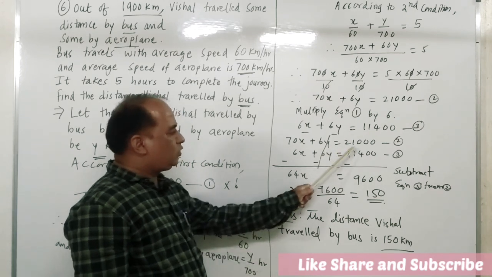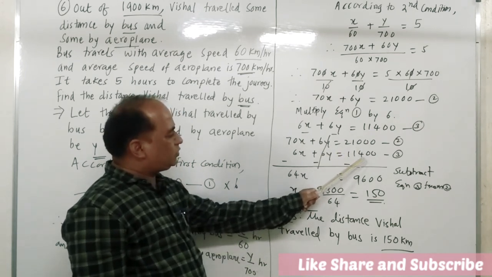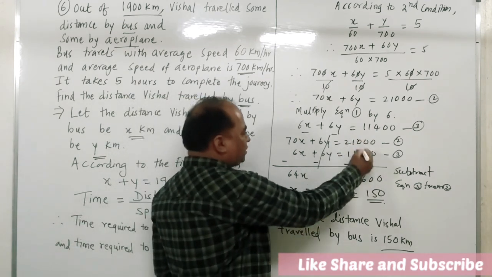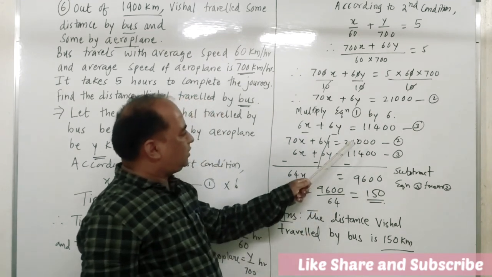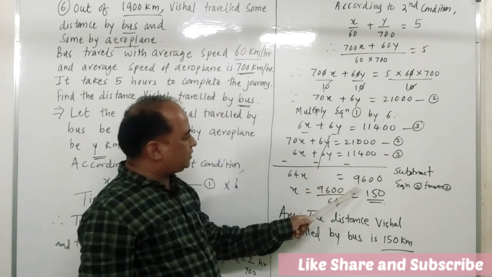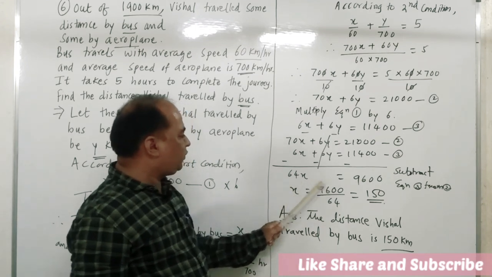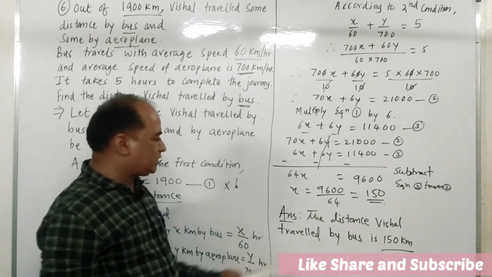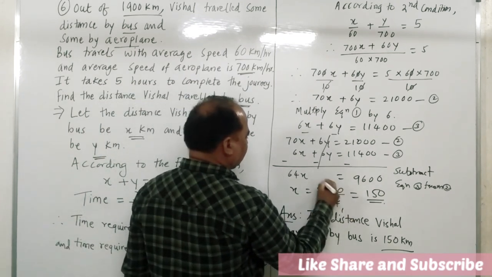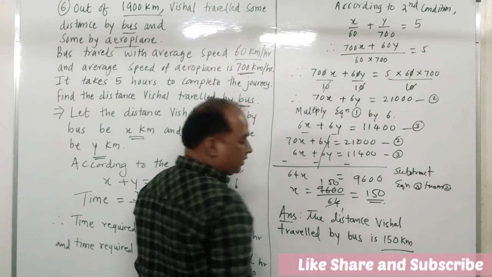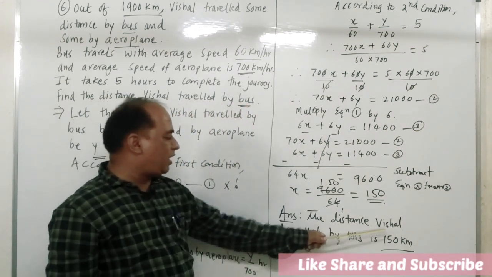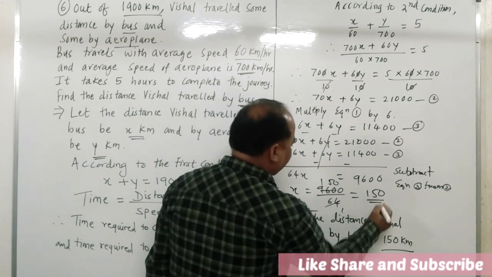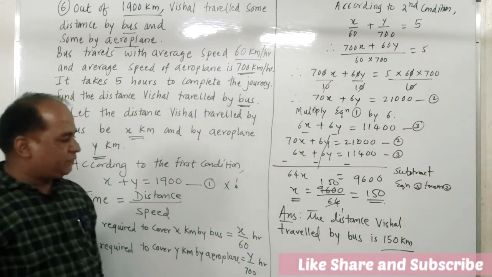Subtracting equation 3 from 2, we get 70x minus 6x is equal to 64x, and 6y minus 6y gets cancelled. 21000 minus 11400 is 9600. So 64x is equal to 9600. So x is equal to 9600 upon 64, which is 150. So the distance traveled by Vishal by bus, we want only x, is 150 kilometer.